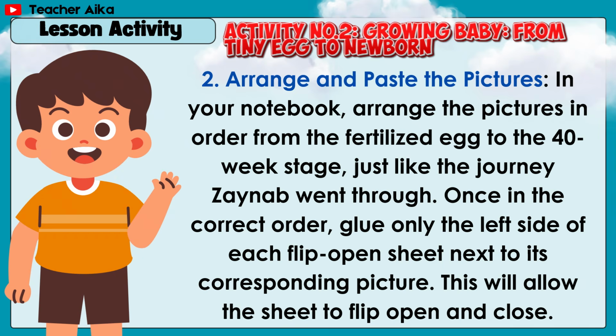Number 2, arrange and paste the pictures. In your notebook, arrange the pictures in order from the fertilized egg to the 40-week stage, just like the journey Zainab went through. Once in the correct order, glue only the left side of each flip open sheet next to its corresponding picture. This will allow the sheet to flip open and close.